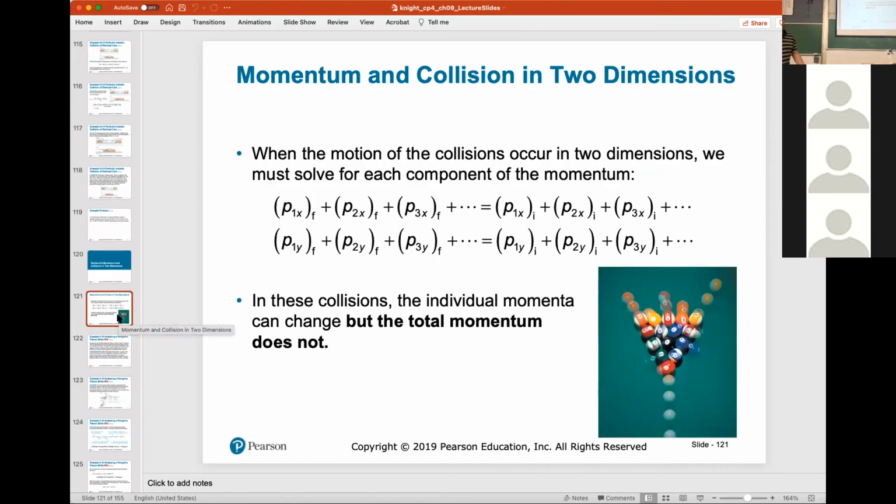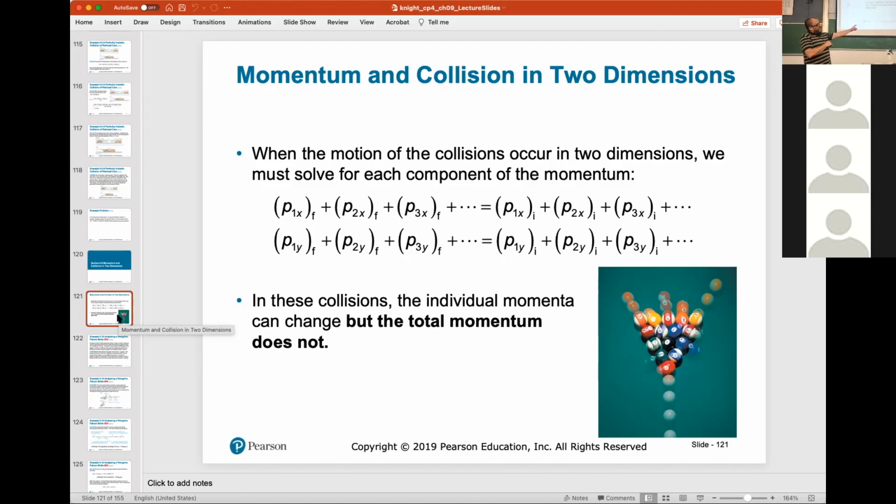Now, if you have X and Y momentum, then you are going to have to use components for the velocity. Okay, so you'll have to figure out each pool ball's total velocity, and then you'll have to break it into X and Y components and solve those separately. And you'll have to remember that X momentum is conserved and Y momentum is conserved. So you can find its initial momentum and its final momentum.